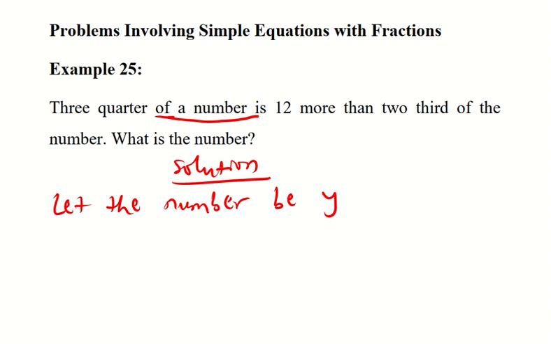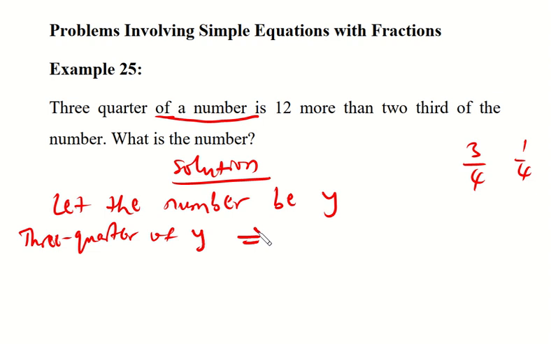Now 3/4, what does it mean when they say 3/4? A quarter is 1/4, right? So 3/4 is 3 times a quarter. I need to stress this very well. So 3/4 of the number, 3/4 of y. What would this now give us? That's 3/4 times y. Of is times, so times y.